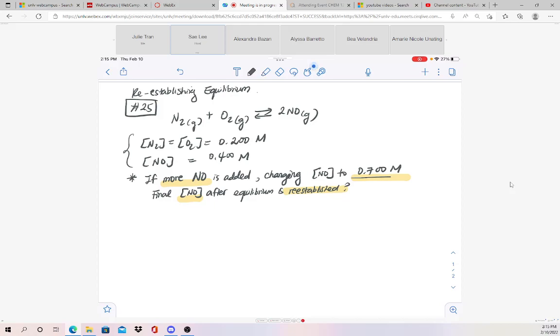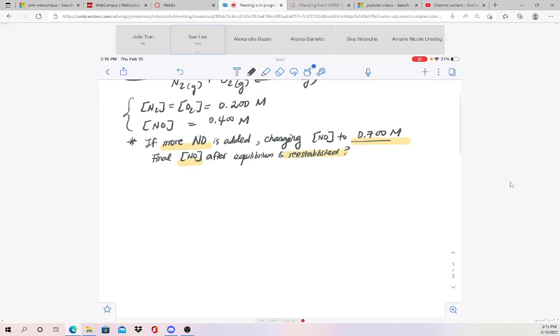Okay, so first of all, you need to find Kc. These are the concentrations at initial equilibrium, so you can use this information to find the Kc. Kc is basically this. If you plug in the numbers, you will have Kc.